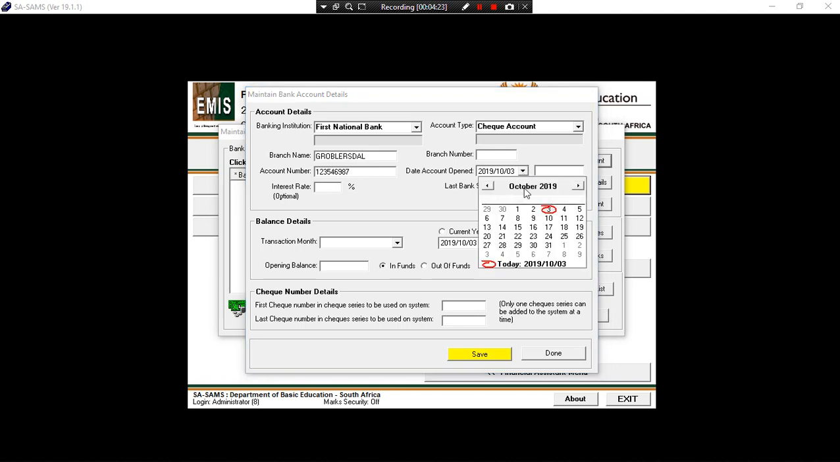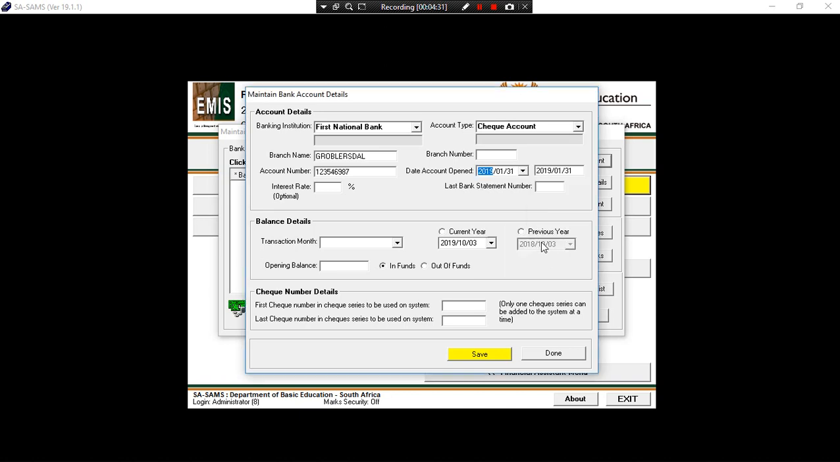Date account opened: remember we said the school just opened this year, so ours would be the 31st of January. In your case, you will reference the date that appears on the document which you get when you open your bank account. Then the branch code, mine will be this one. For practicing, yours will also be referenced on the relevant document from the bank. Then the transaction month, when did we transact in this account? We transacted, let's say the day we opened it, which was January, then the year is the current year.